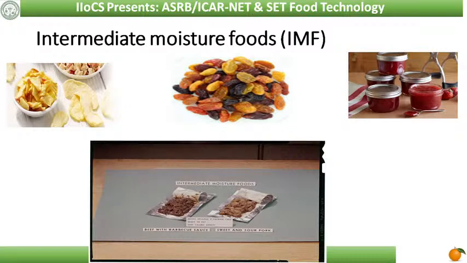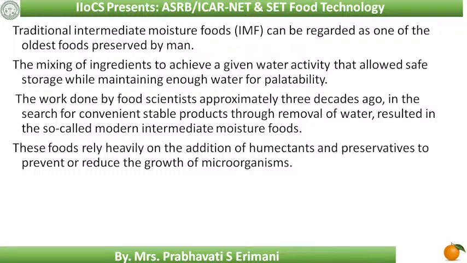So traditionally, intermediate moisture food, that is IMF, can be regarded as one of the oldest food preservation methods used by man. The mixing of ingredients to achieve a given water activity allows safe storage while maintaining enough water for palatability. It means to maintain freshness and palatability, some amount of water is required. The work done by food scientists approximately 3 decades ago in search of convenient stable products through the removal of water resulted in modern intermediate moisture foods.